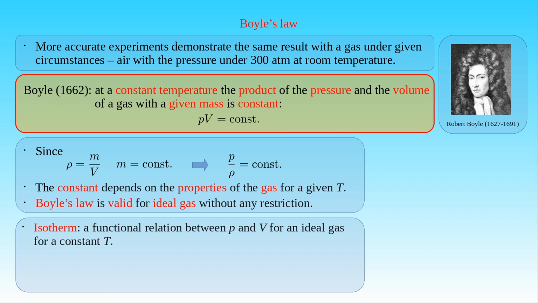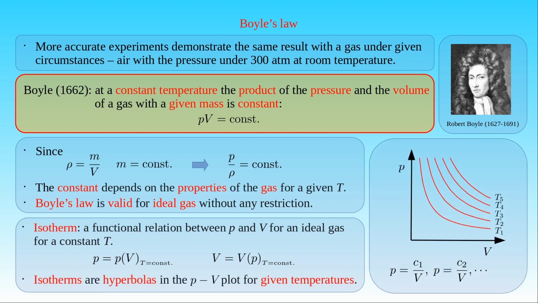That is, we can express pressure as a function of volume for a constant temperature. Or we can determine its inverse function, in which we express volume as a function of pressure for a constant temperature. Boyle's law expresses this relation between the pressure and volume as the equation of a hyperbola. Then the isotherms of the ideal gas are hyperbolas in the pressure-volume plot for given temperatures T1, T2 and so on, as shown in the plot. At a given temperature, the pressure of the gas is equal to the ratio of a constant divided by the volume of the gas. However, for each isotherm, that is for each hyperbola plotted for a given temperature, this constant is different.